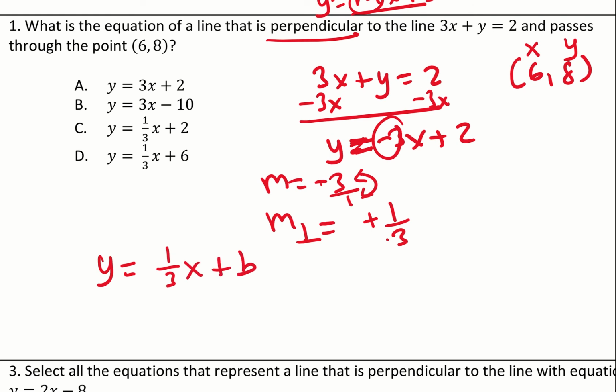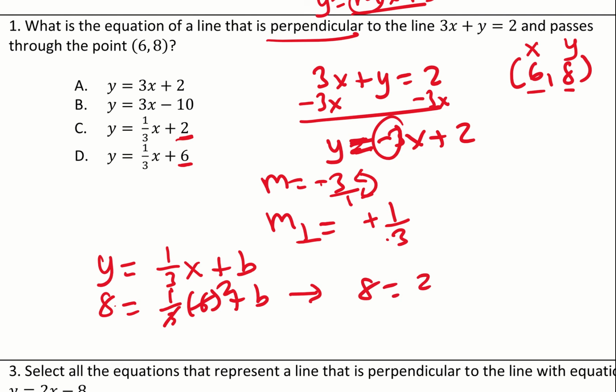And there's my equation. And that's not really going to help because we need to know what b is. So we're going to plug in x and y into here to solve for b. So 8 is equal to 1/3 times 6 plus b. Now 6 divided by 3 is 2. So we got 8 equals 2 plus b, which means b is 6 because 6 plus 2 is 8. And then you can replace this with 6 and you got your equation.